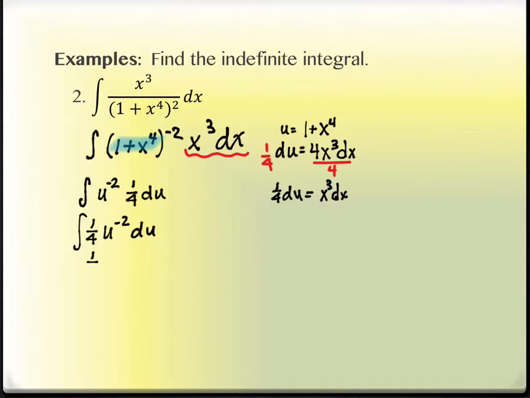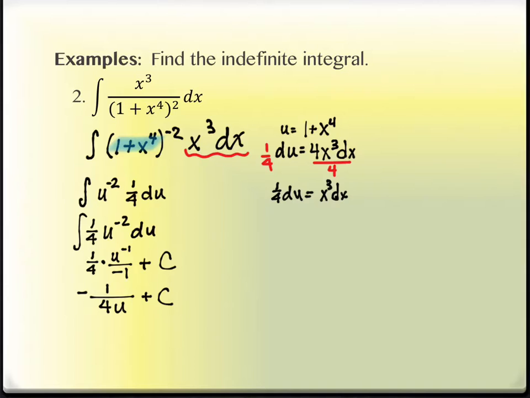What is the antiderivative of u to the -2? Good. U to the -1 over -1. Do remember your plus c's. All right, so this negative can go in front of the 1/4, and the u to the -1 can go in the denominator. So this can be -1 over 4u plus c. That would be the simplest way I'd write it in terms of u.